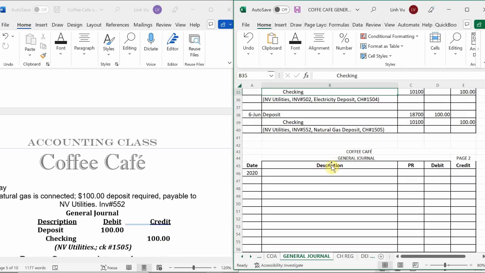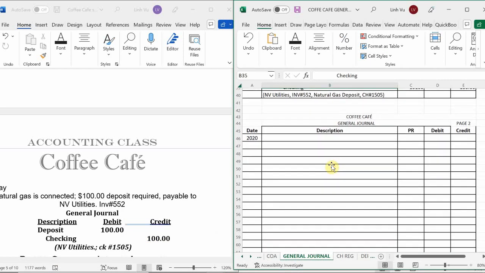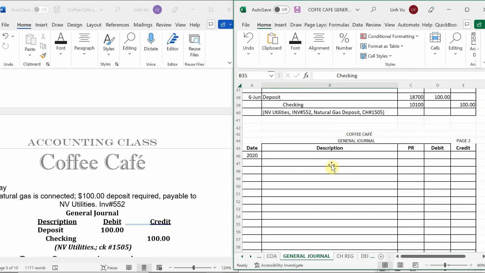So now that we are done with page 1 of our journal here, we are now moving on to general journal page 2. So that means our references are going to change now. We have to remember that we're on page 2 now. Okay?